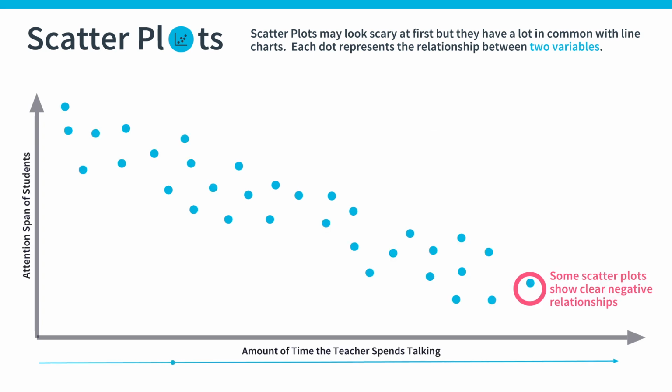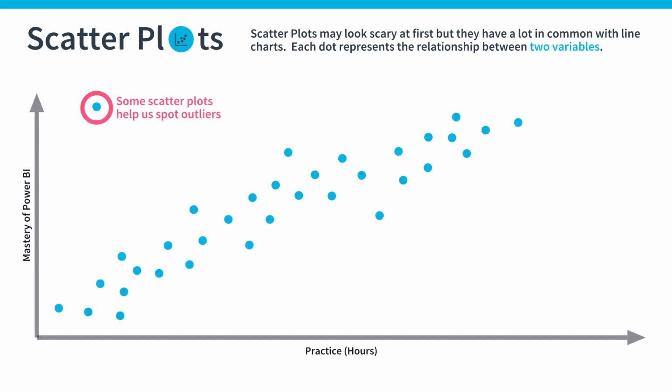Other scatter plots, though, might show a negative relationship between the two variables. For example, maybe you're starting to tune me out the more I talk. I get it. I've taken a lot of online classes myself, and sometimes it's hard to stay focused when the teacher is just talking and talking. In this case, the dots represent students, and the scatter plot is showing that the longer the teacher talks, the more attention is lost.